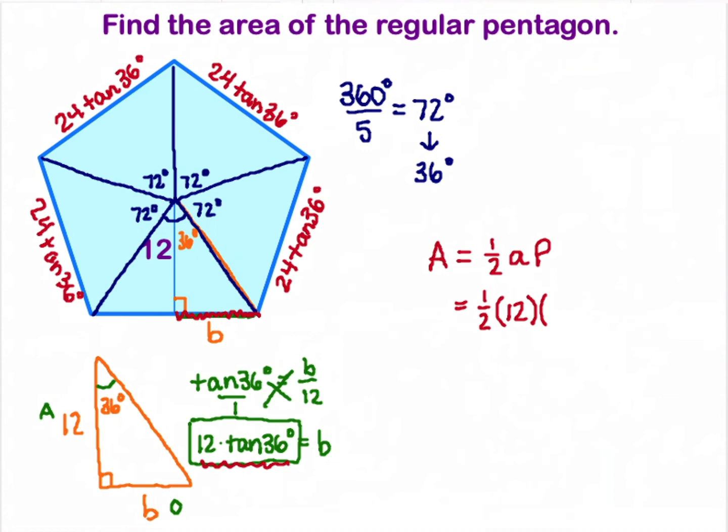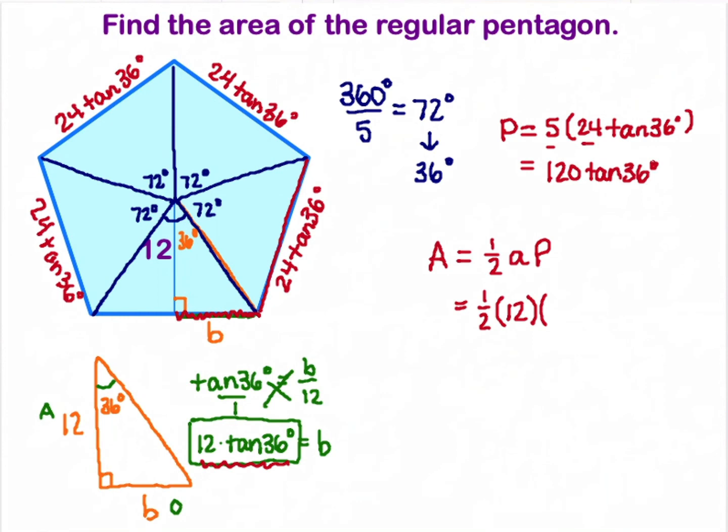Back to our formula, 1/2 apothem times perimeter. We just need that perimeter now. How do we find the perimeter of a pentagon? We would just take each side length and add it together, or we would take 5 times the length of the side. So we've got 5 of those 24 tangent 36s. And if you'd like, you can actually multiply the 5 times the 24. That's 120 tangent 36 for the total perimeter, which is just over 87 units, but we don't want to round that yet. So we're going to use 120 tangent 36 as the perimeter.